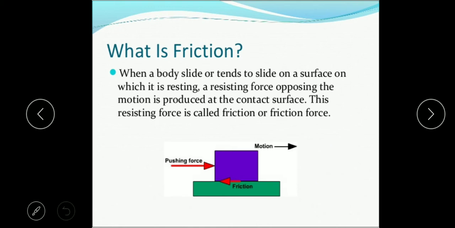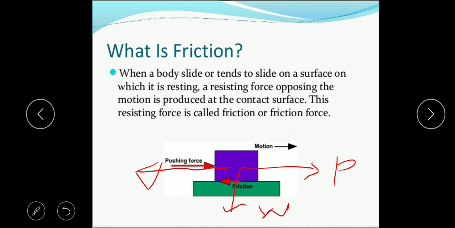So the weight W of the body acts in a downward direction. Then if you apply a pulling force P, the friction force will act in the opposite direction of P, and that is indicated by F. And due to the weight W, the normal reaction force will act, but that will also act in the opposite direction, so in an upward direction. This is indicated by R later.